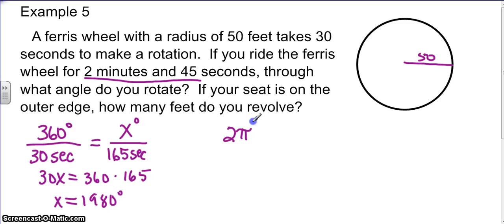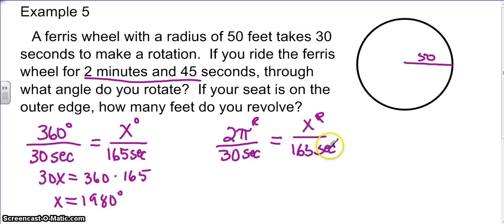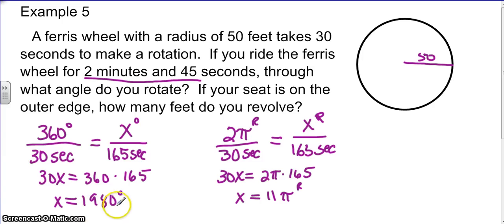I could think 2 pi radians, that's all the way around the circle also, takes 30 seconds. So this would be equal to x radians, over, again, 165 seconds. So when I solve this now for x, my measurement is going to be in radians. 30x equals 2 pi times 165. So x is equal to 11 pi radians, which is the same thing as 1,980 degrees.